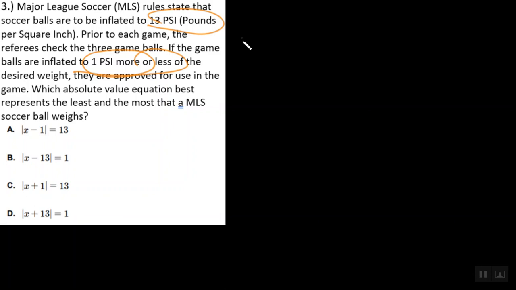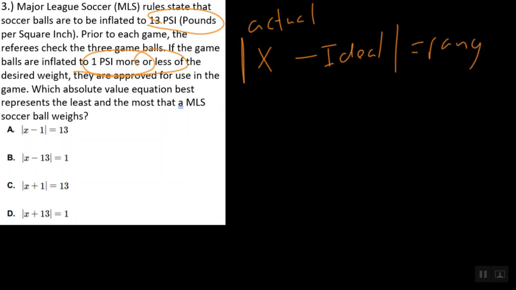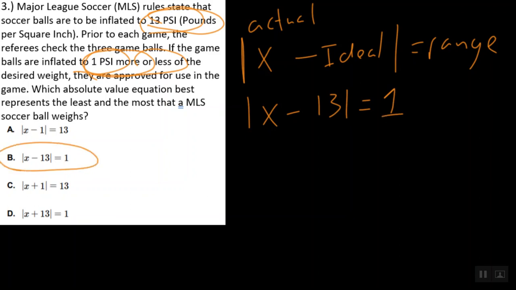Well, you need to have this formula. This is the actual, so this is x, minus the ideal is equal to the range. Well, you're always going to have x minus our ideal, 13, is equal to our range of 1. And here the answer is very clearly going to be B. Oh, B, correct. Cool. Alright, pause the video, finish taking notes. Let's move on to example number 4.